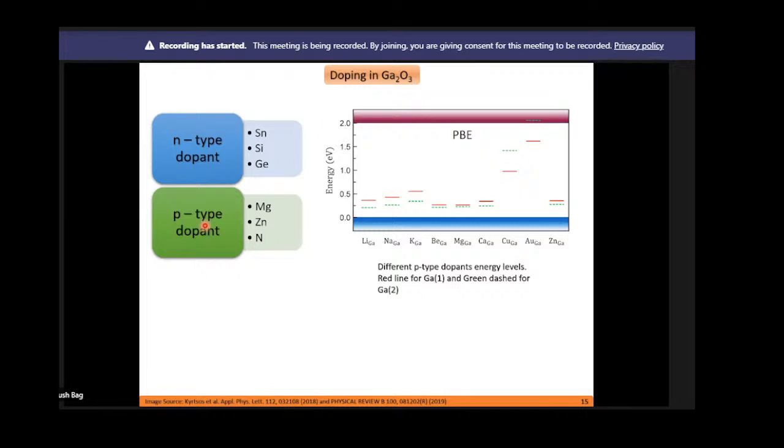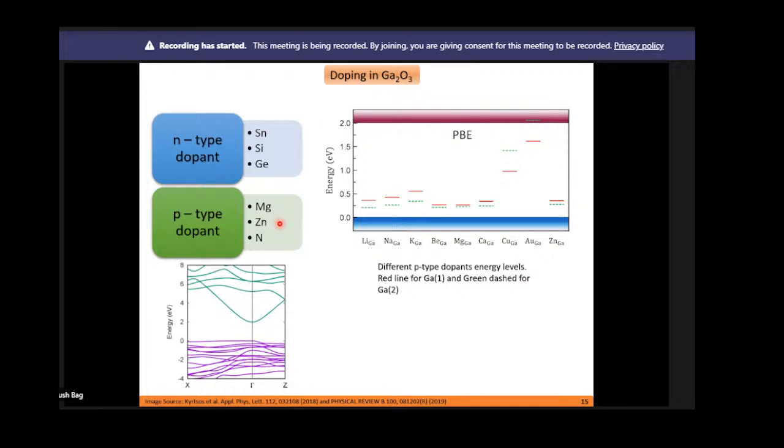As for P-type gallium oxide, people have proposed this material by theoretical study, but still very few people have reported it. Why? If you go back to the theory, this is the band structure of gallium oxide. Here you can see the conduction band and the valence band. The curvature of the conduction band and valence band decides the electron effective mass as well as the hole effective mass, respectively.